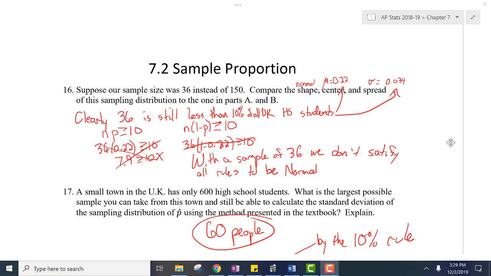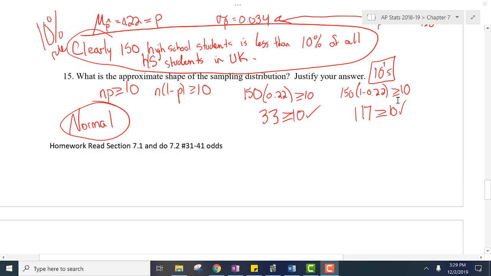And we're back again. So we move to the next page of our notes. Suppose we have a sample of 36 instead of 150. Compare the shape, center, and spread of the sampling distribution to the ones in parts A and B. First of all, clearly 36 is still less than 10% of all UK high school students. So we can find the mean and the standard deviation. So the standard deviation was 0.034. All right, that's what we got here.